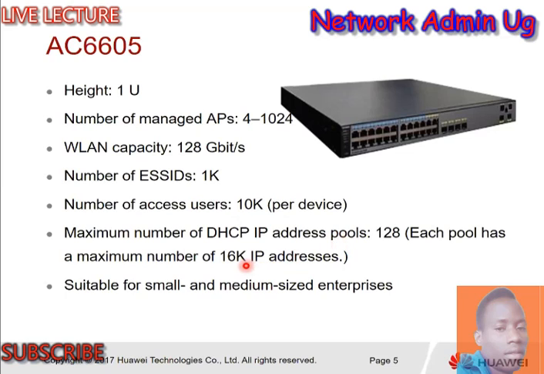And we can say that if you're talking about 16,000, that means you're dealing with a class B or a class A kind of address. That's why it can support small to medium enterprises.